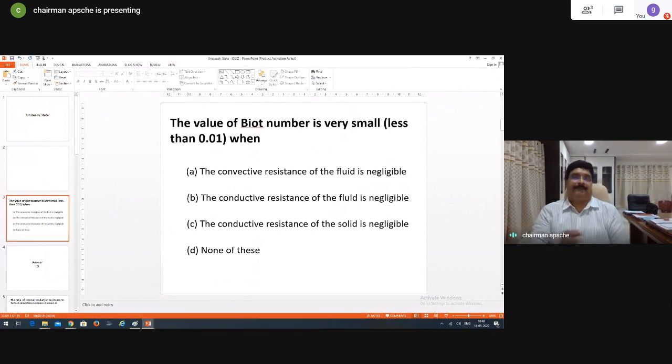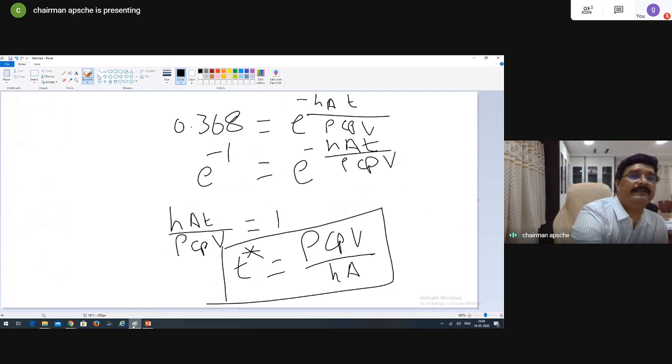So very quickly, and on all the aspects we discussed earlier, the value of the Biot number is very small, less than 0.01, maybe very small. When is it? What did I say the Biot number is? The Biot number is the ratio of internal resistance to external resistance. Let me tell this to those who could not follow yesterday.